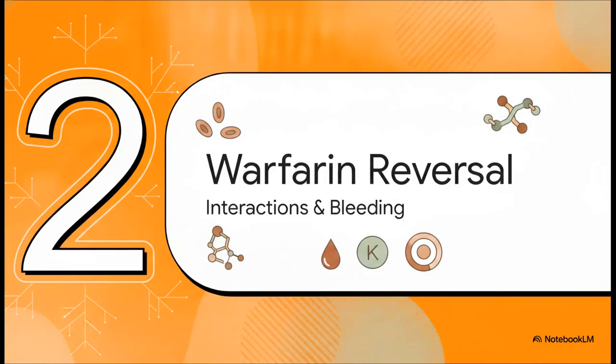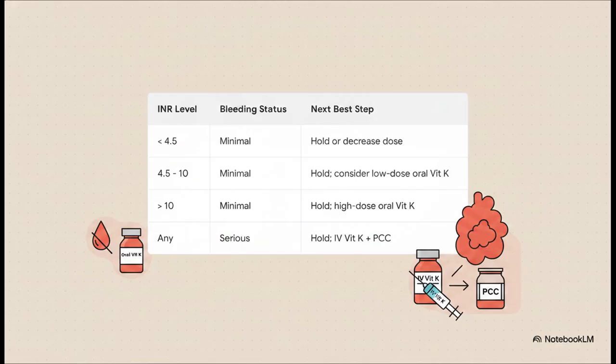Moving to Section 2, warfarin reversal and interactions. Your management and INR reversal decisions here are going to depend entirely on the presence and severity of bleeding. Let's break down the logic. If a patient's INR is above 10, but they aren't bleeding, you hold the warfarin and administer high-dose oral vitamin K. But if there's serious or life-threatening bleeding at literally any INR level, oral vitamin K just won't cut it. You have to reverse immediately using IV vitamin K plus prothrombin complex concentrate.